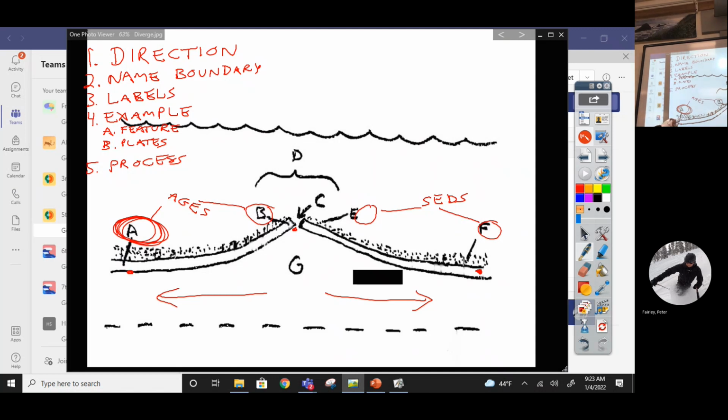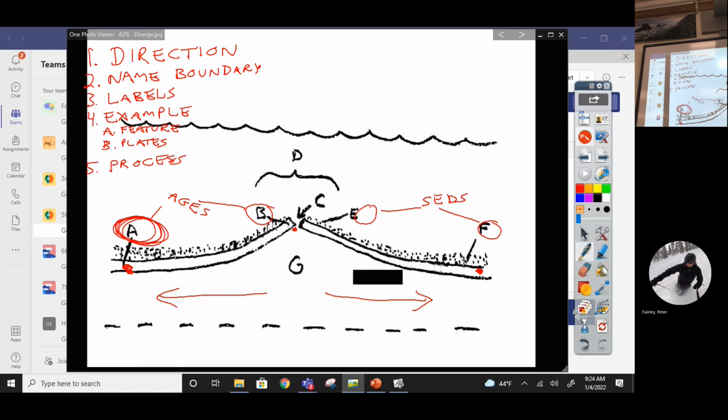How does the rock right here, how does that age compare to this rock over here? I want to know about ages. I'm not answering any questions right now. I'm just asking a new question. How does the age of rock A compare to the age of rock F?